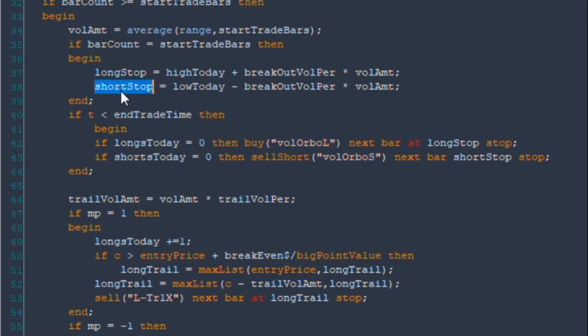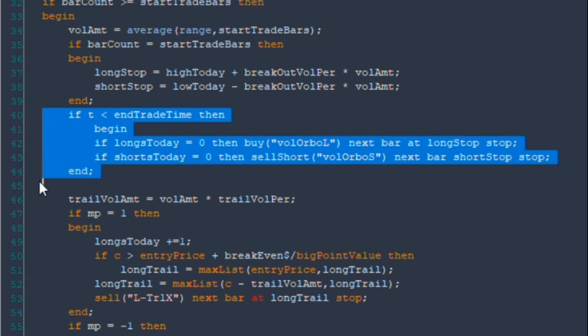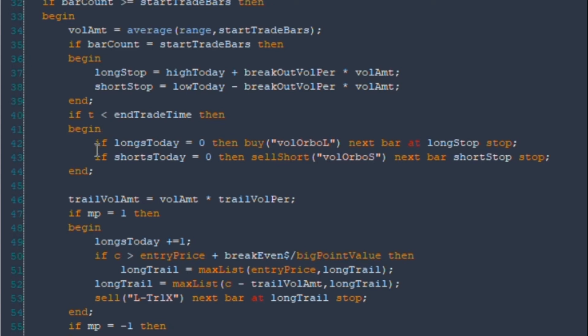It's no longer updated. If the time is less than the end trade time, which I think was 15:30, I go ahead and say, okay, let's fix this code real quick here. I say if long trades today equals 0, no long entries yet, then I'm going to buy at the volatility breakout on the next bar at long stop. I want it to be a stop. Same with the short side. My trail vol amount will be equal to the vol amount, which in this case is a trailing volatility calculation, times the percentage that I want to use. And I don't remember exactly what it was in the strategy, but we can look at that.